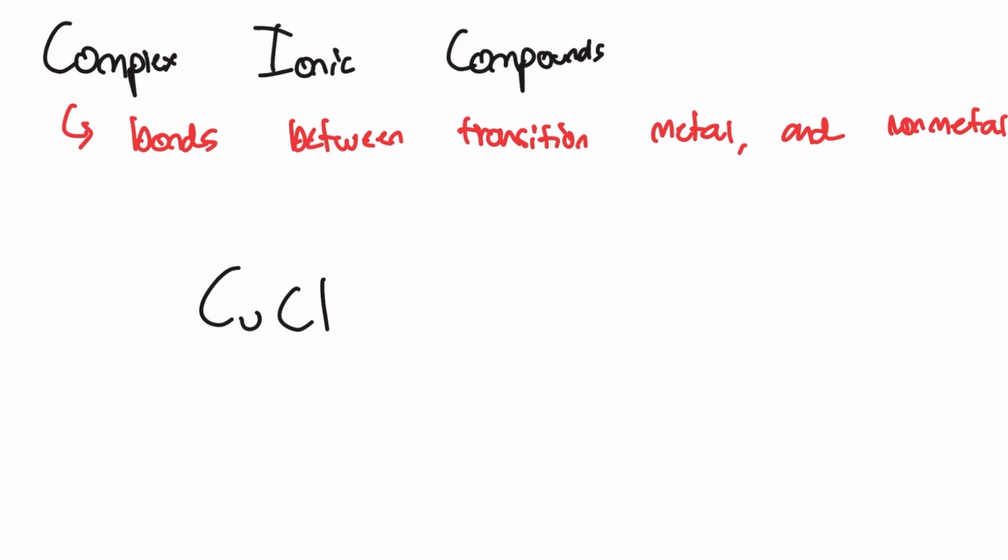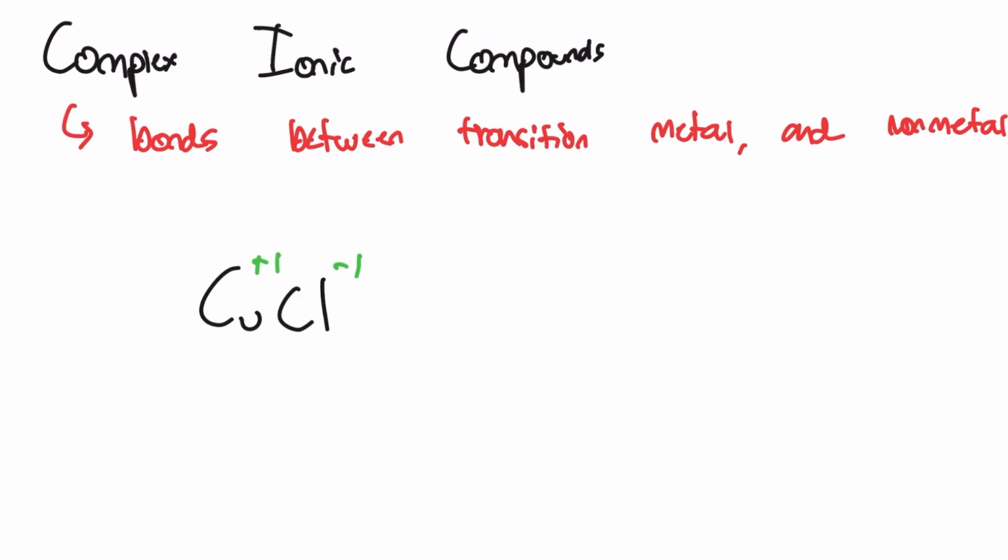Chlorine is a nonmetal. It's in group 17, and it always has a charge of -1. Because this compound, CuCl, has no subscripts, we know that their subscripts must have canceled with one another. So that means copper must have had a charge of +1. We now know the charges of each one of these ions, so we can now name the compound.